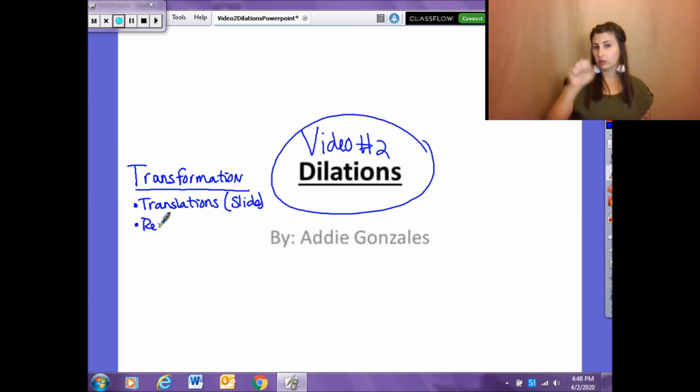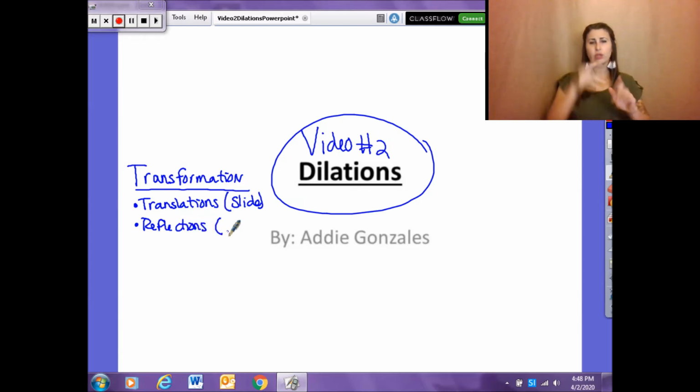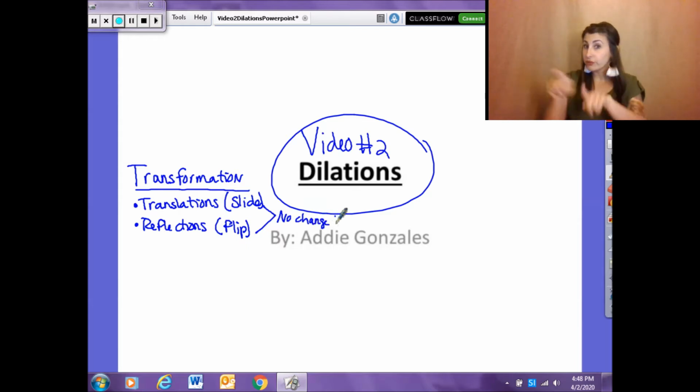We learned about reflections, where we flip the image. And remember, in both instances, we do not change the size. No change to size or angles.